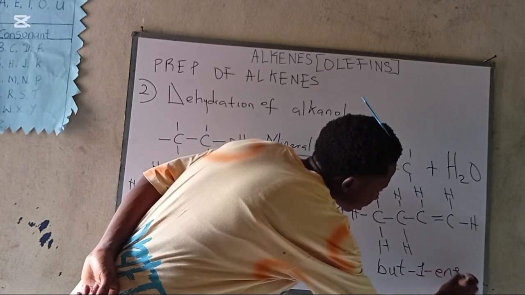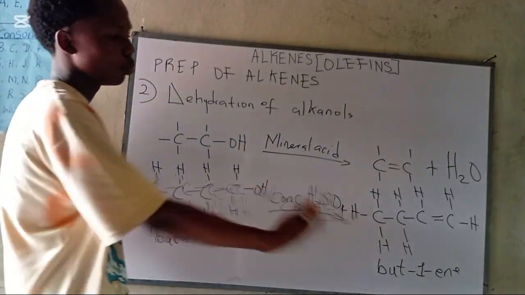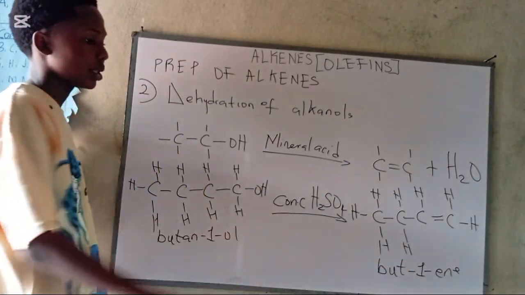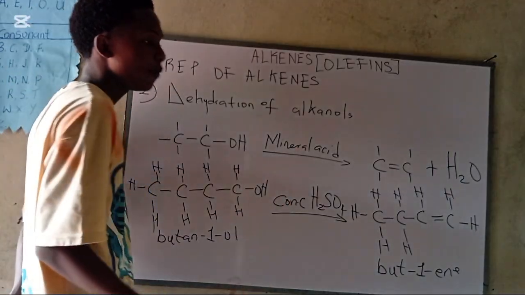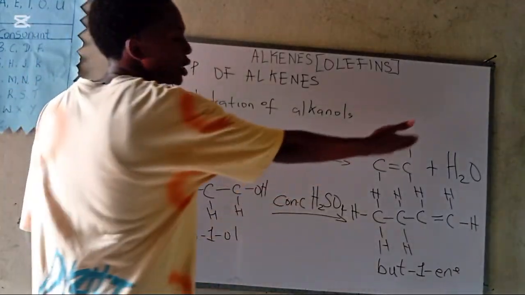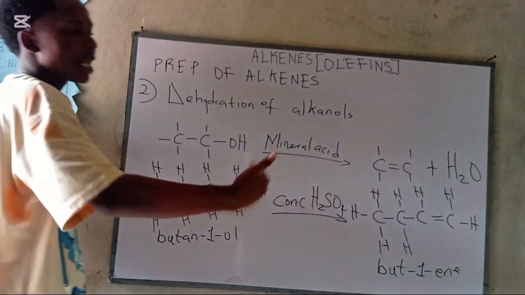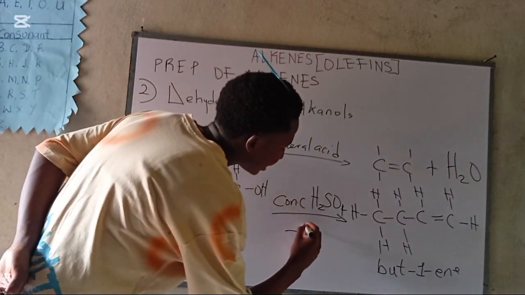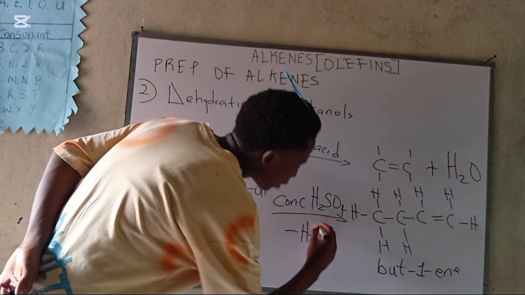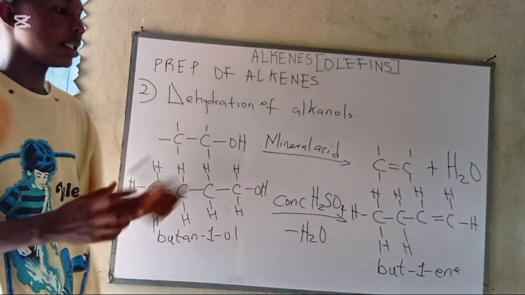But-1-ene, or butene. Okay, it can also be called butene. It's the same thing, like I told you before. You can write your hydrogen here as it's placed, or you can put it under to signify that there was a removal of a hydrogen molecule. There's no space there, that's why I write it there.